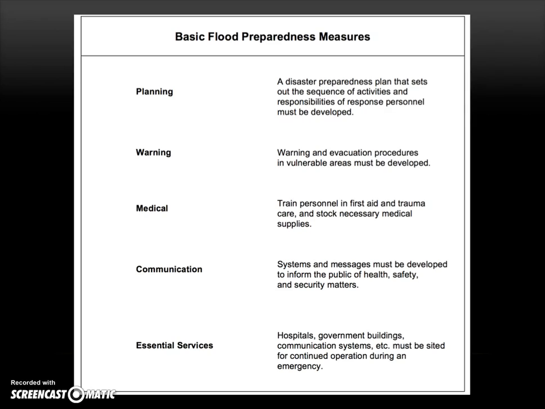These are the basic flood preparedness measures. We have planning: a disaster preparedness plan that sets out the sequence of activities and responsibilities of response personnel must be developed. Second is warning. Warning and evacuation procedures in vulnerable areas must be developed. Third, we have medical. Train personnel in first aid and trauma care and stock necessary medical supplies. Fourth, we have communication. Systems and messages must be developed to inform the public of health, safety, and security matters. And lastly, it's about essential services. It is about the hospital, government buildings, and communication systems, which must be sited for continued operation during an emergency.